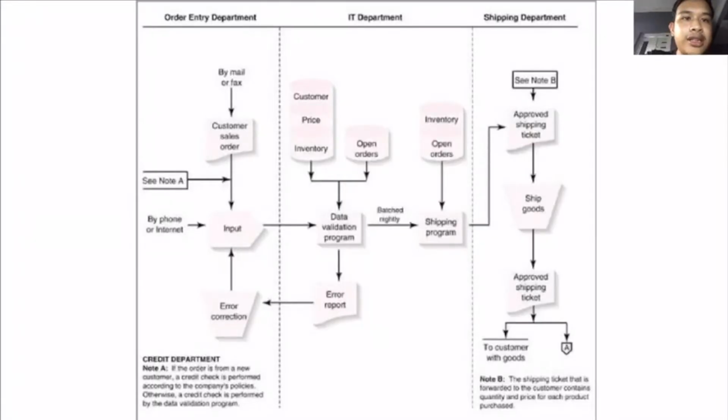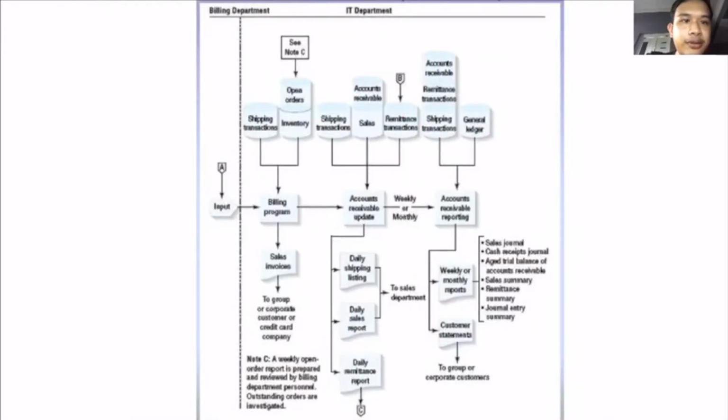Okay, in the order entry department, we get customers order from mail or fax. Go to the input, go to the data validation program, shipping program, and then approved by shipping ticket, ship good, approve shipping ticket. Okay, input, go to the IT department, which is billing program, sales invoice, and then go to account receivable update, account receivable reporting, and then go to weekly, and the last one is customer statement. Go to the group or corporate customer.